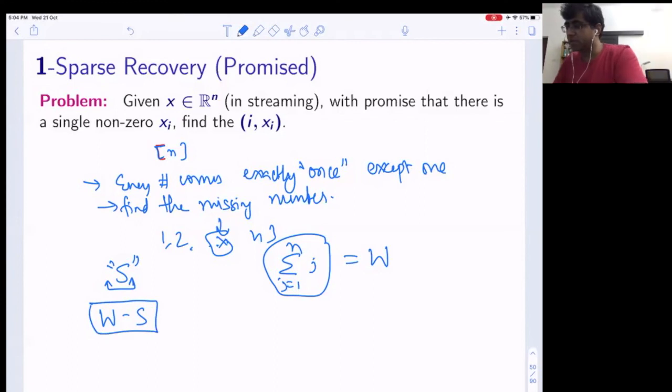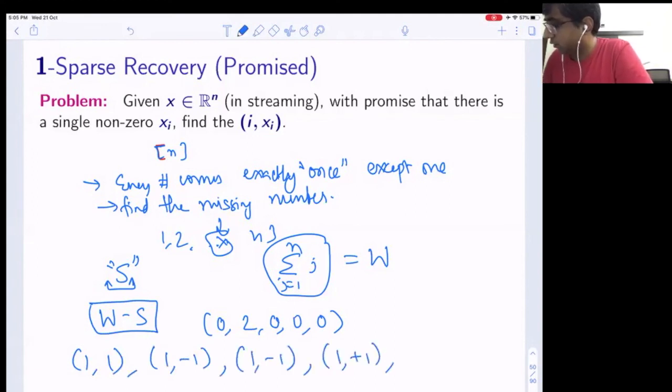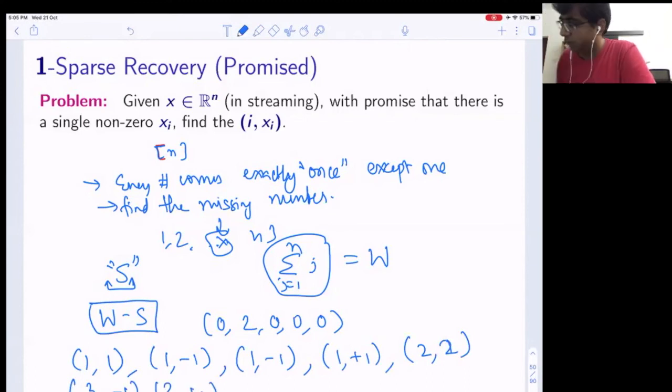Okay, so what I mean by this is the following. Suppose I had 0, 2, 0, 0, 0. But suppose my updates are 1, 1, 1 minus 1, 1 minus 1, 1 plus 1, 2, 2, 3 minus 1, something like that. Okay, 3 plus 1, so on and so forth, right? So all I'm saying, let's just sum this second coordinate.